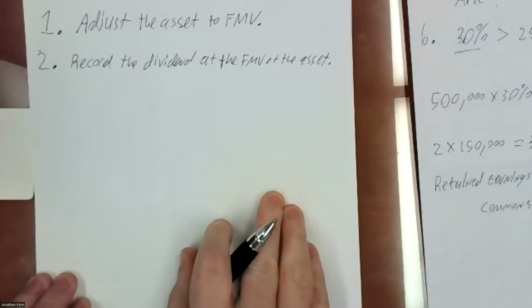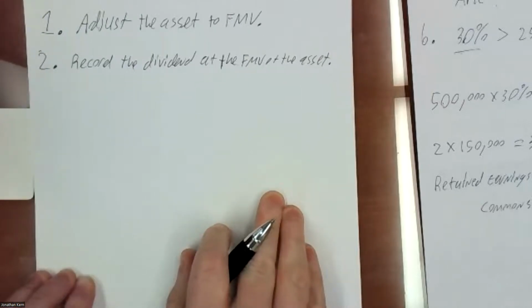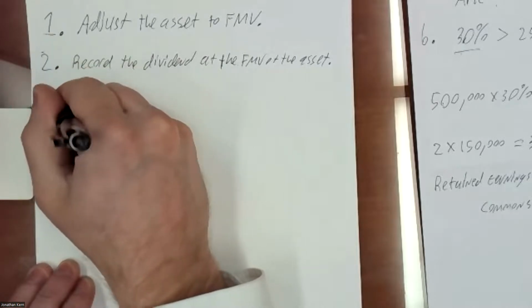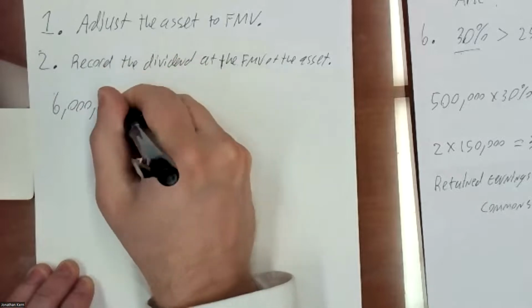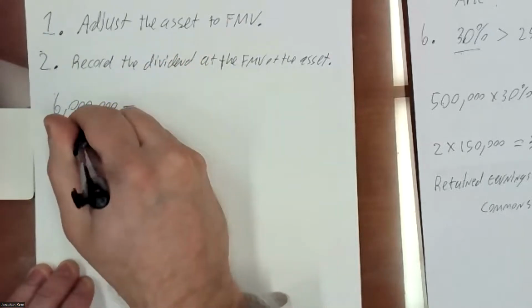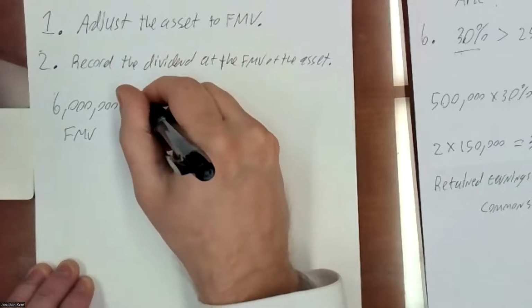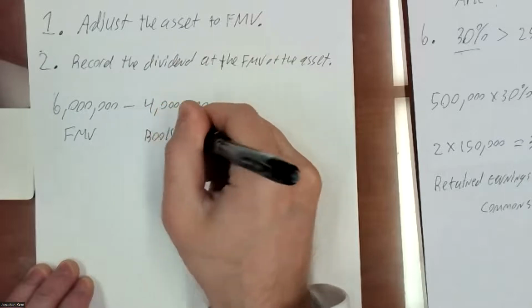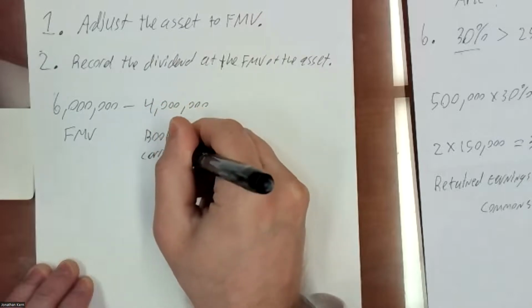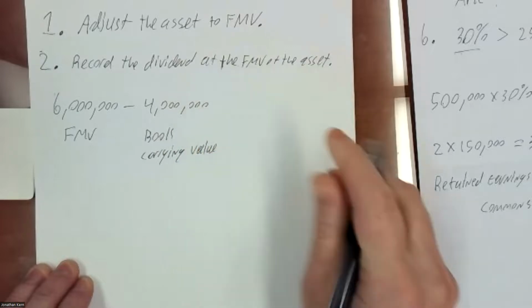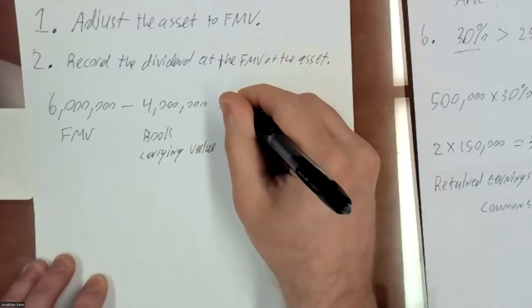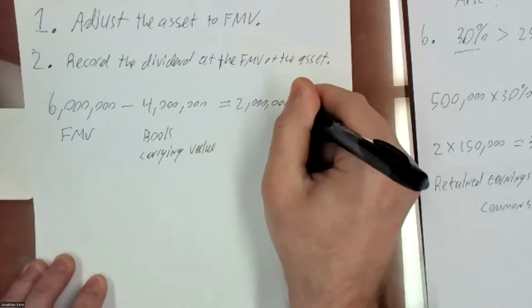So in this case, Rhapsody is distributing in this dividend stock. The fair market value of the stock, the problem tells us, is $6 million. We're going to take the fair market value minus the carrying value of $4 million. And this is the book or the carrying value. And this will give us our adjustment amount. The company needs to make a fair market value adjustment of $2 million.